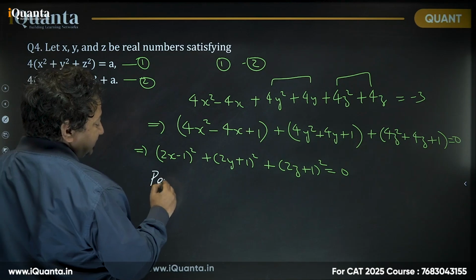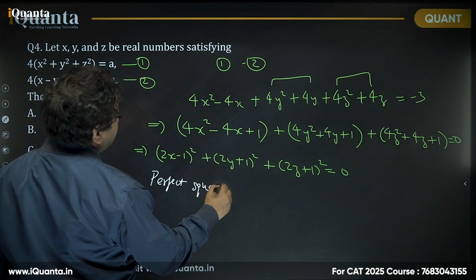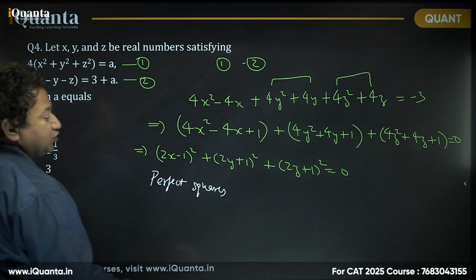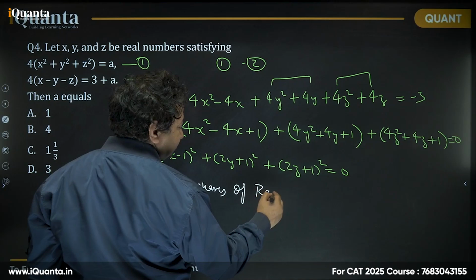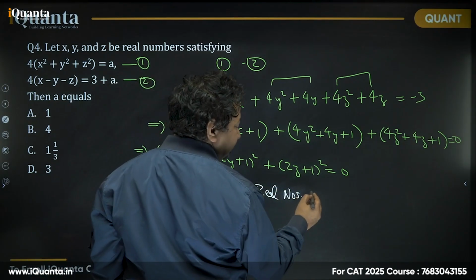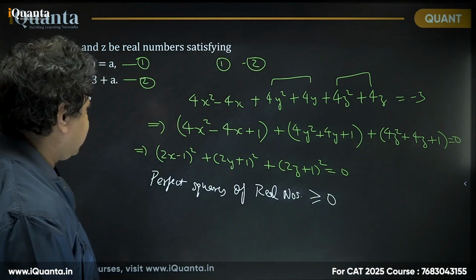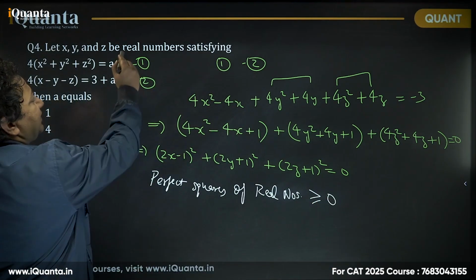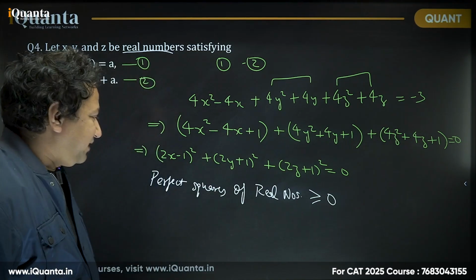Perfect squares, or I can say squares of real numbers, they're always positive or equal to 0, isn't it? It says x, y, z are real numbers. Otherwise, they must have written imaginary numbers, right? They have mentioned it clearly.